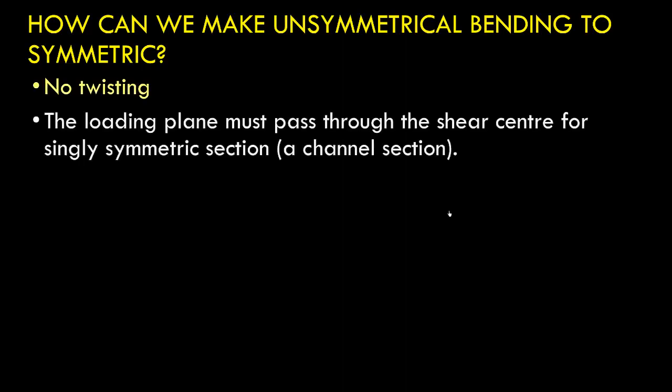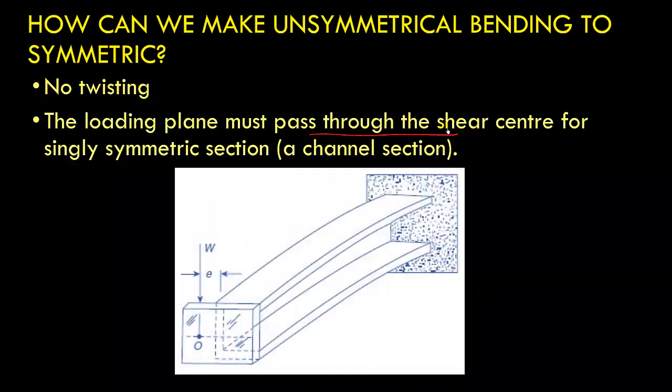So how can we make unsymmetrical bending symmetric, that is, with no twisting? We have to consider that the loading plane must pass through the shear center for a singly symmetric section or a channel section. And the same is shown here in this figure. So you have a channel section, and then we are putting a bracket at one of the ends, and then this load W is passing at a distance of E from the center of this web portion. So this is about the unsymmetrical bending.